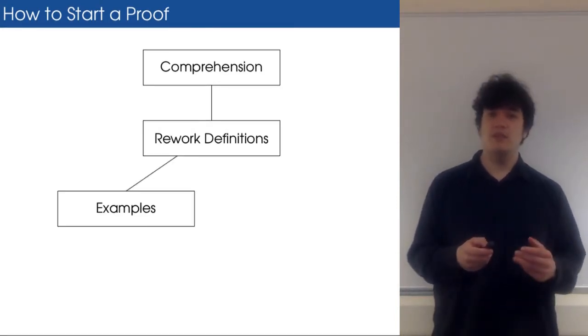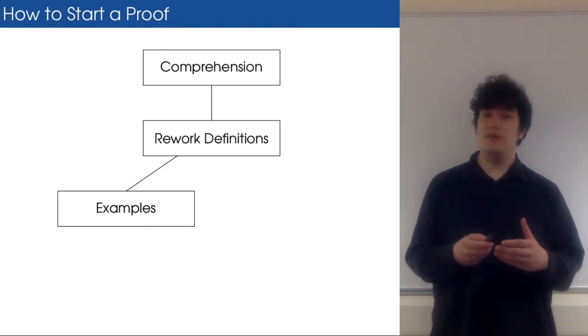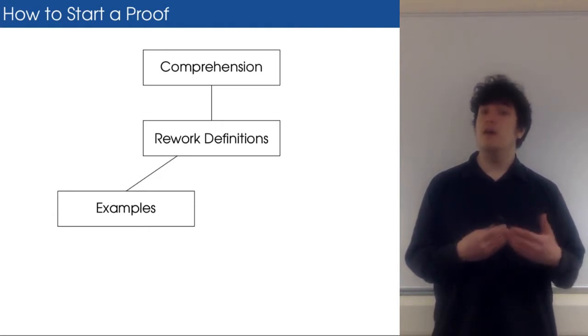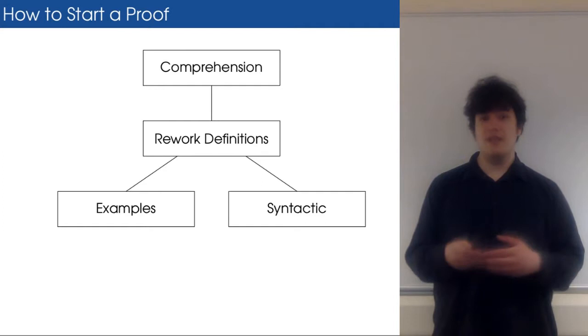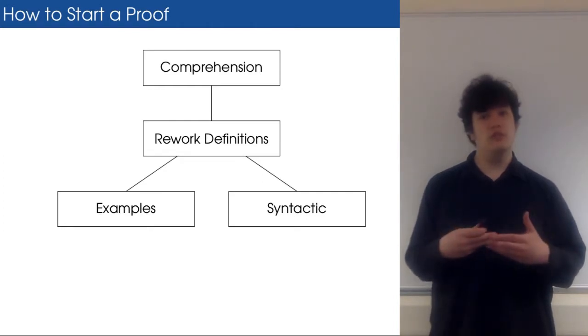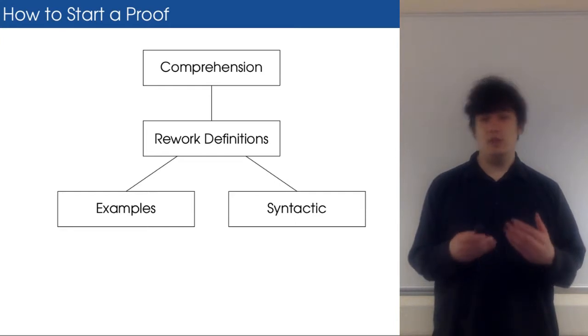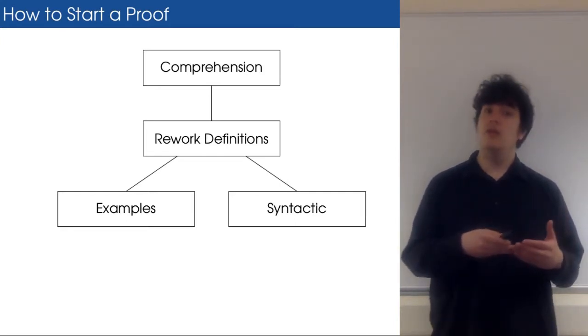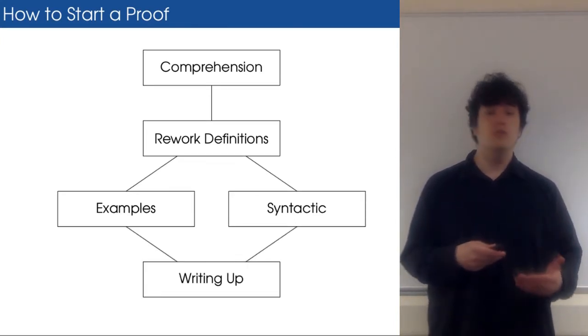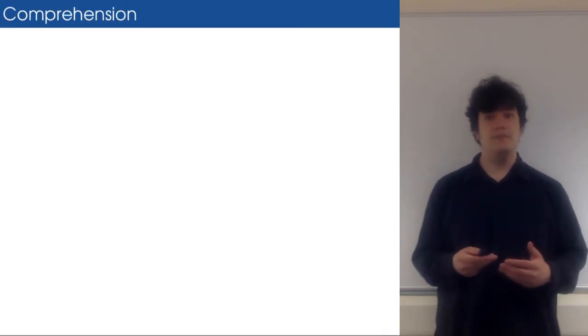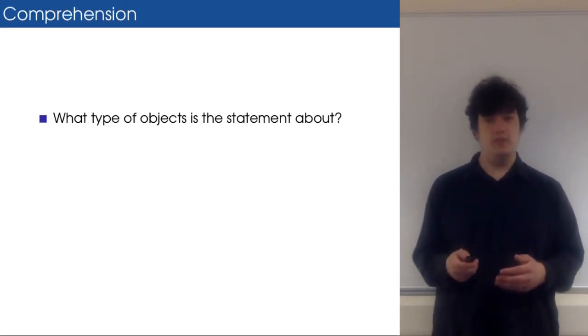In the examples method, you look at examples that your statement is about and try and discern the reasons behind the examples. And in the syntactic method, you're using the logical structure of the statement. Now, hopefully one of those two directions has given you an idea as to why the statement is true, and from that point on, you can move on to writing the proof. So let's look at the comprehension step in more detail.